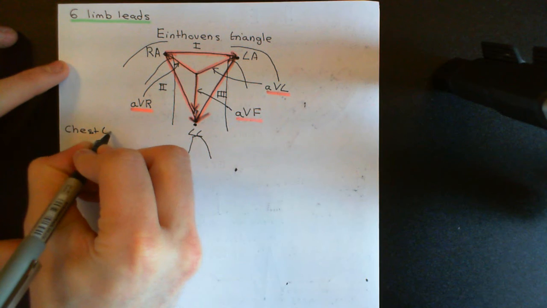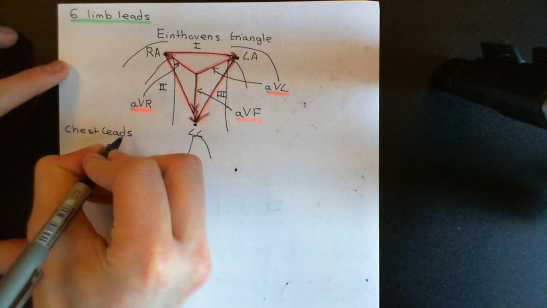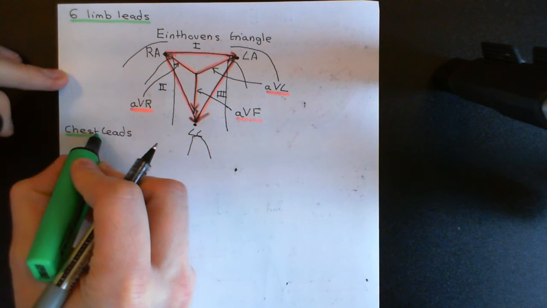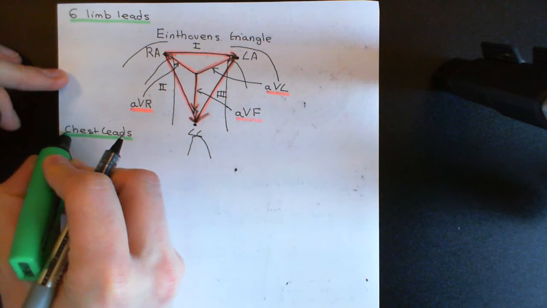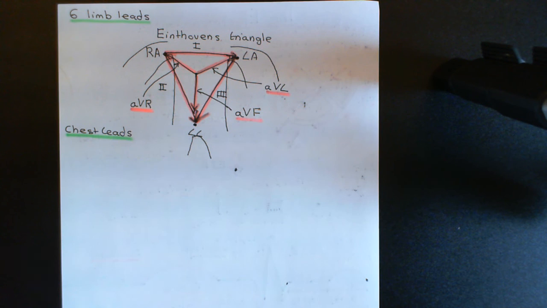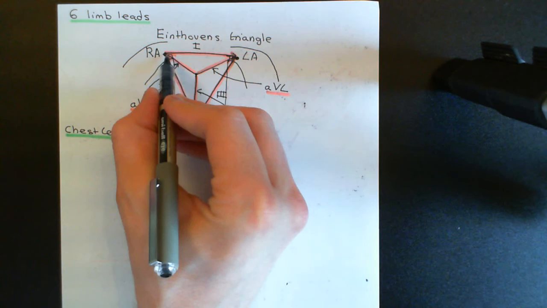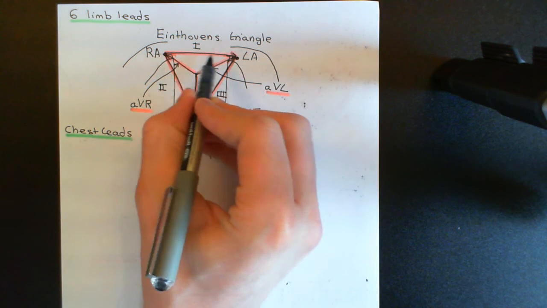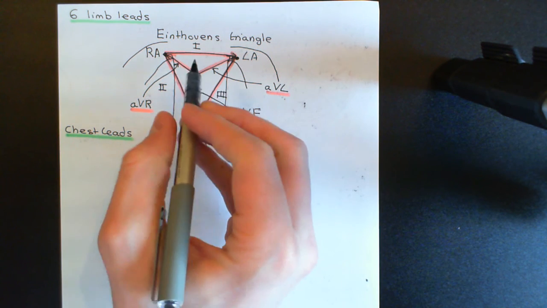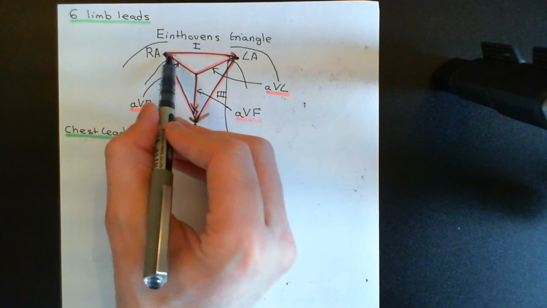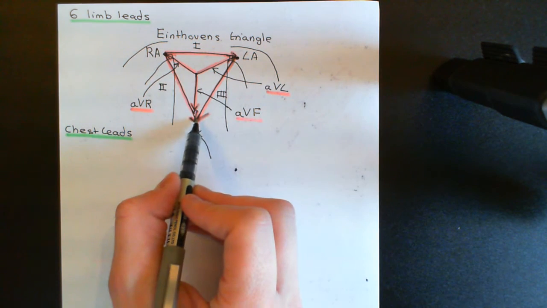Okay, and this is simpler. So, in the chest leads, we do not just take the electrical potential difference between 2 points again. Instead, we actually use 4 different electrodes to produce an electrical potential difference between 2 points. So in the case of the chest leads, we average together the electrical potential at these 3 different limb electrodes here.